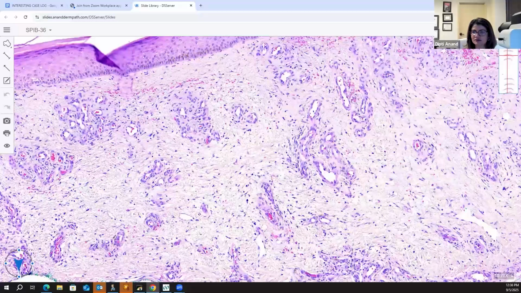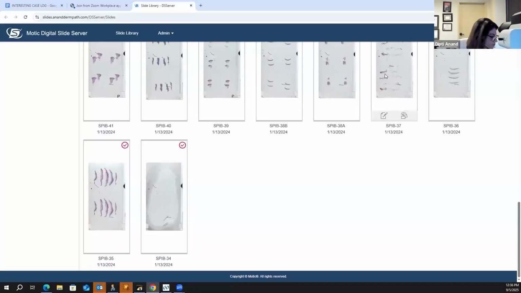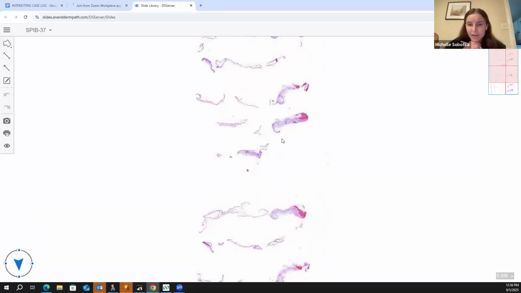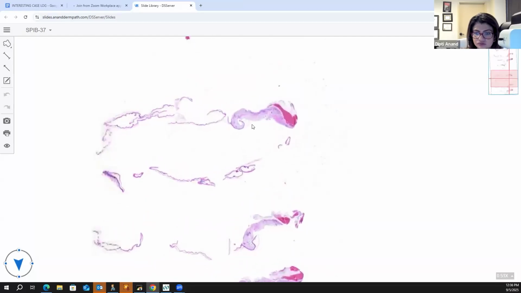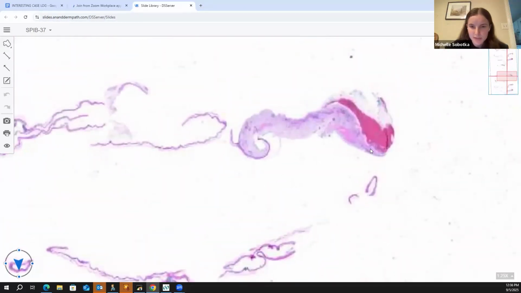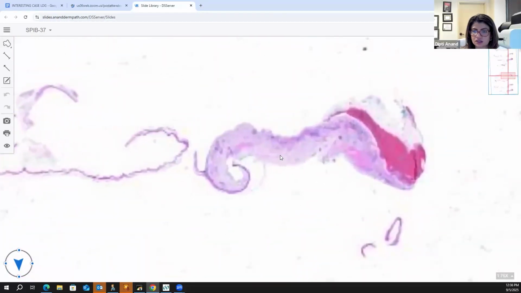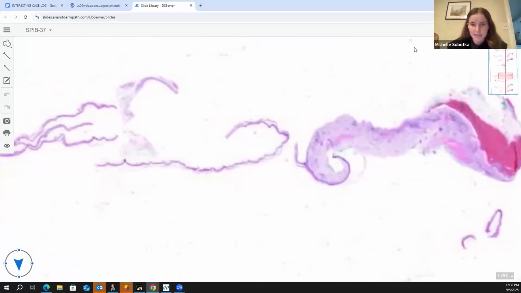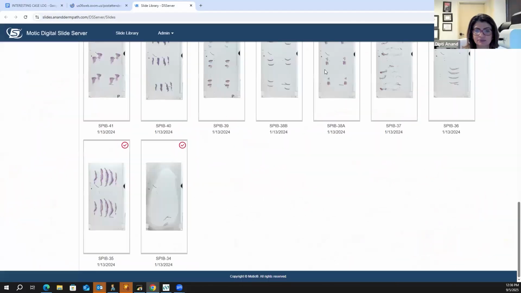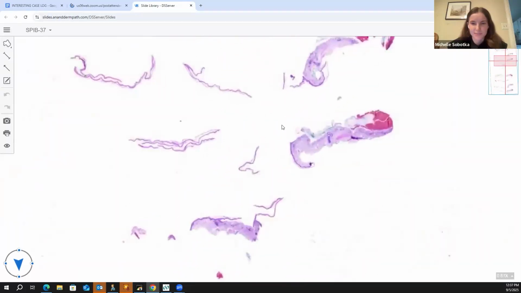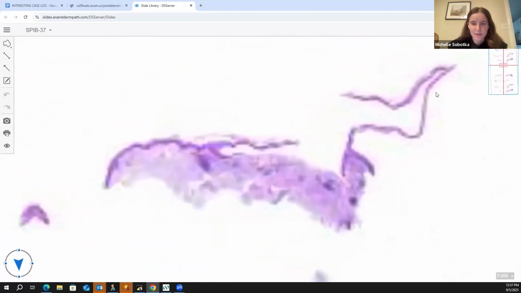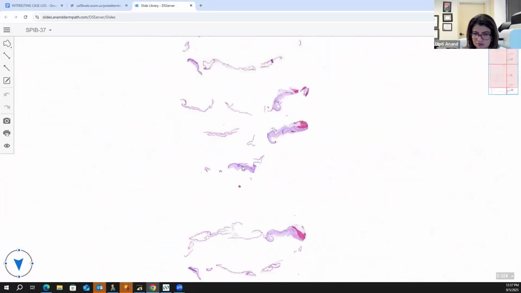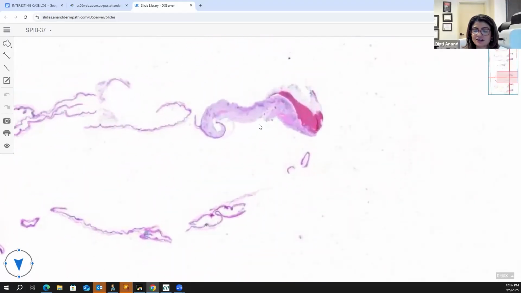Okay, let's go to the next one, which is your 37. And I can go for this one. Okay. So it's looking like we have a lot of the epidermis completely separated from the dermis. So I'm going to say it's a subepidermal. Oh. Yeah, let me go back to the slide again because it's a little blurry. I don't know why. Okay. So I would say that this is a blister, if we can all see it.